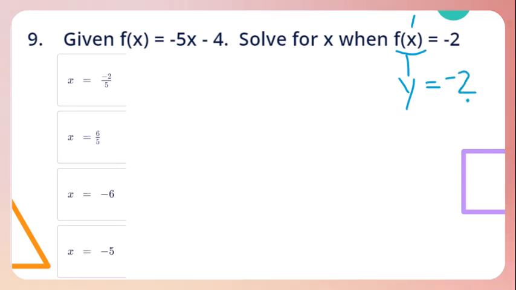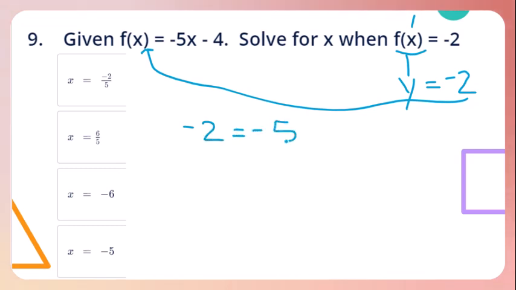All right, so I'm going to take this negative 2 and I'm going to put it here. So negative 2 is equal to negative 5x minus 4. Now we're solving for x, so we're going to undo all the operations around x starting with minus 4. So we're going to add 4 to both sides, and we're going to simplify. Keep your equal sign separating the left and the right hand side.